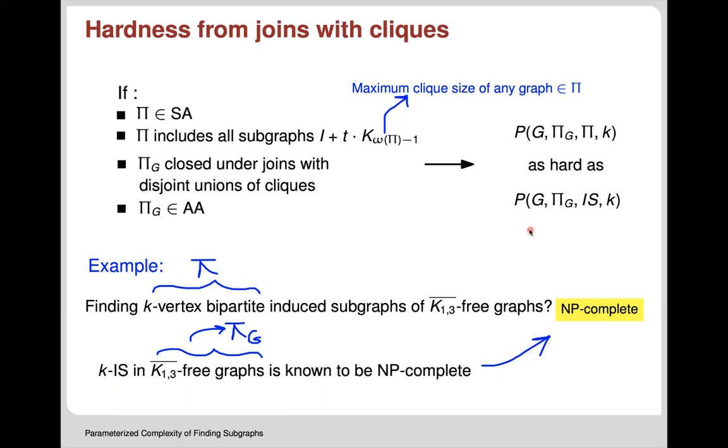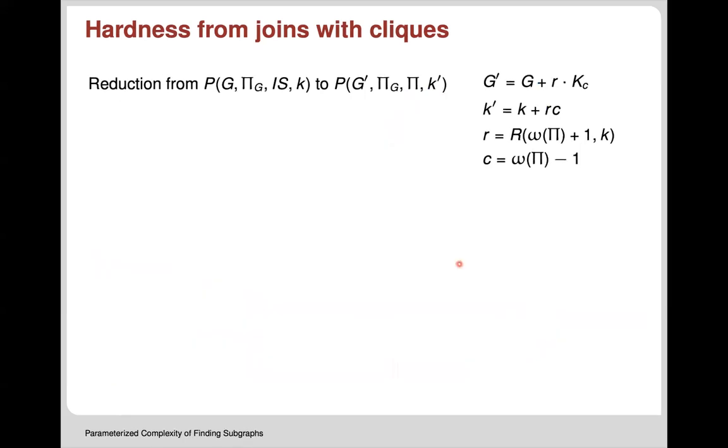Okay, so now I'll show the reduction. How we construct this new graph G prime is we take the join of G with R disjoint copies of the complete graph on C vertices. What is C? C here is omega of pi minus 1, and R is the Ramsey number on omega pi plus 1 and k, and my k prime is k plus R times C.